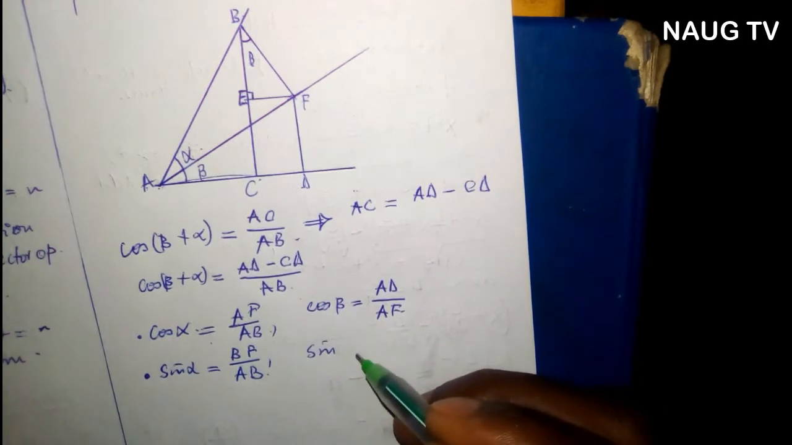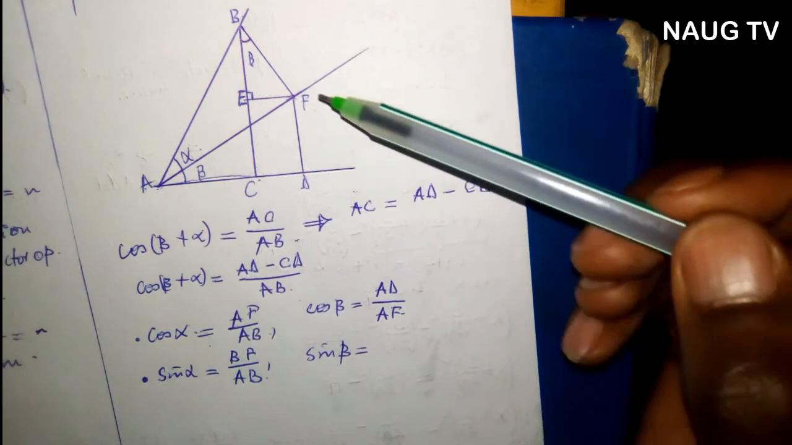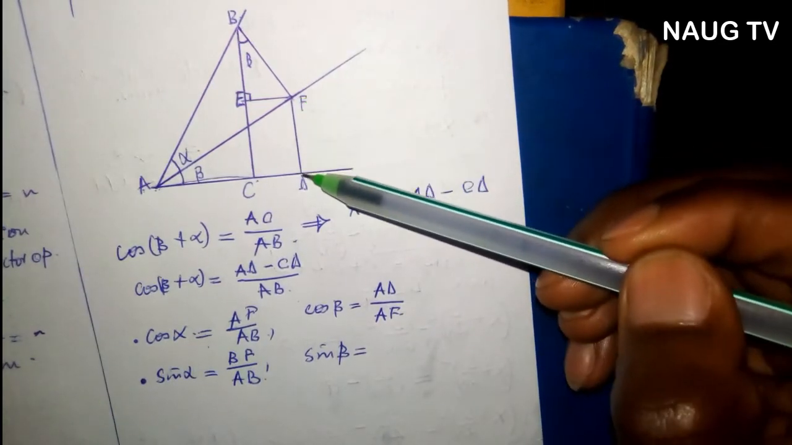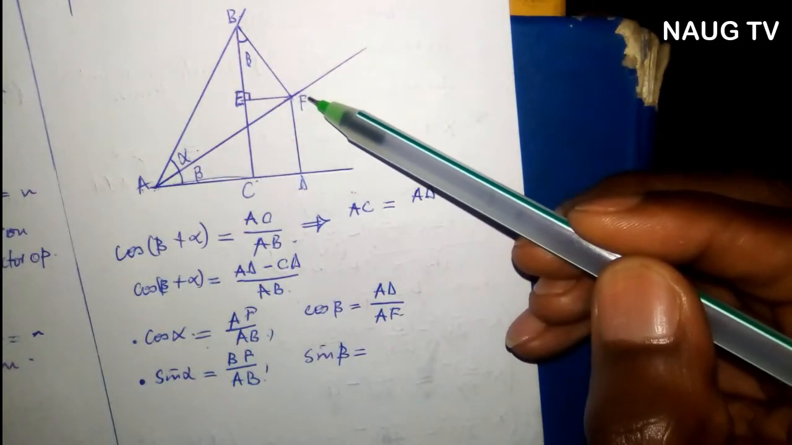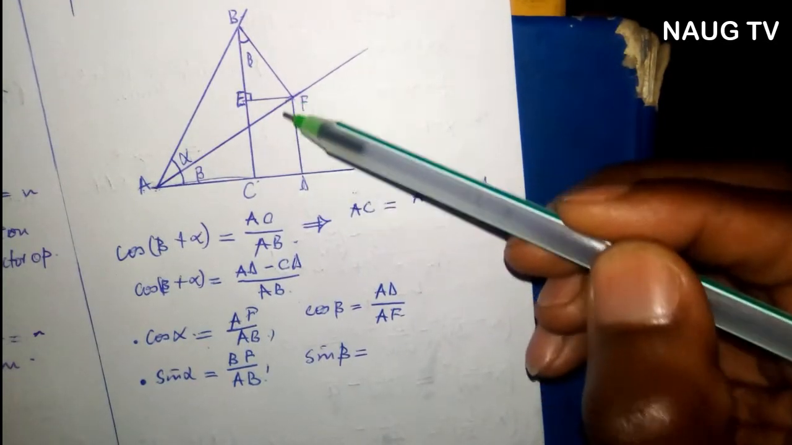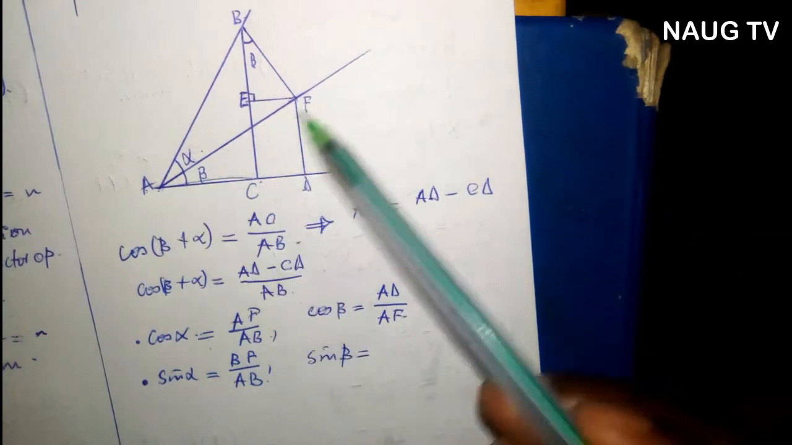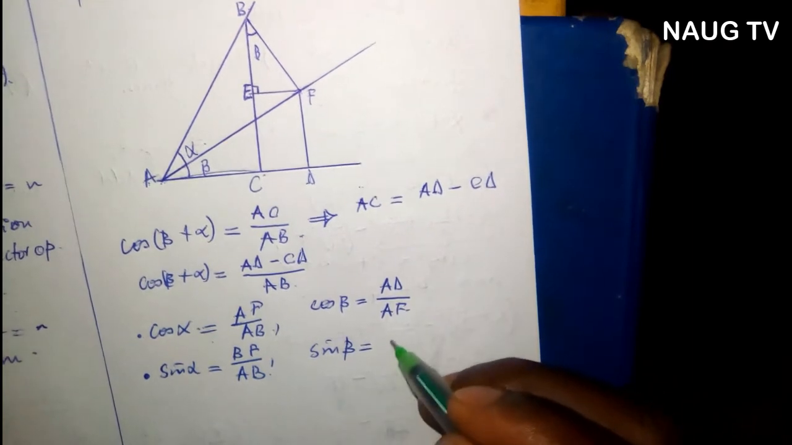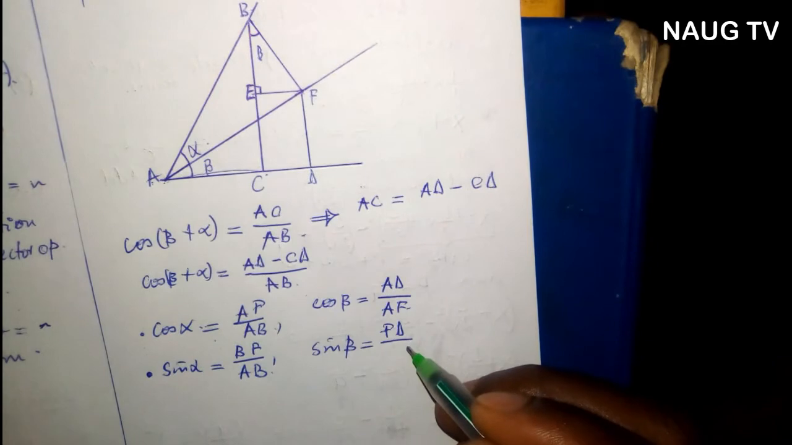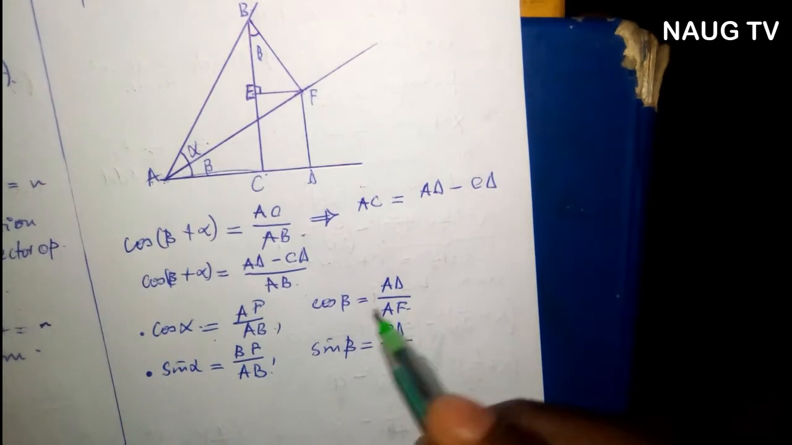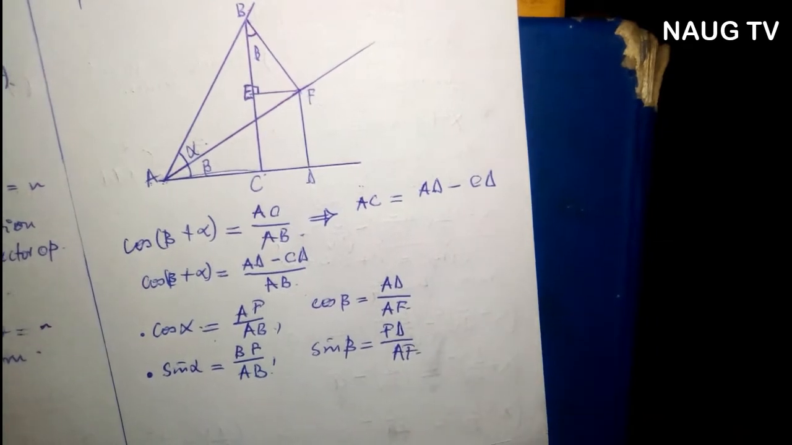Sine beta would also be equal to the opposite side of this angle beta. It is FD here, this distance, over hypotenuse. Hypotenuse is equal to AF.